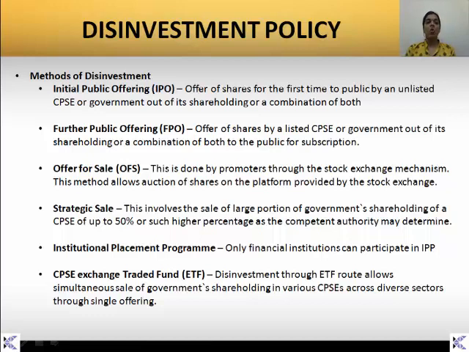Offer for sale, OFS, was also done by the promoters through the stock exchange mechanism, and this method would allow auction of the shares on the platform provided by the stock exchange.